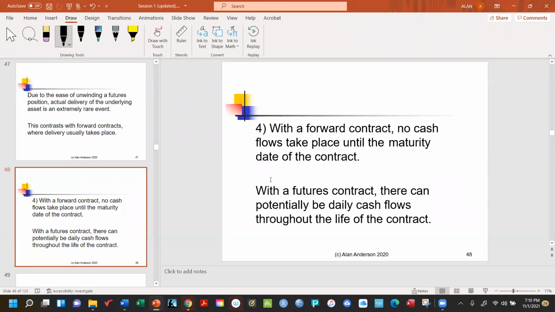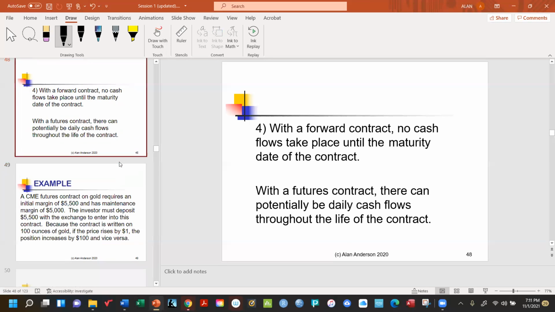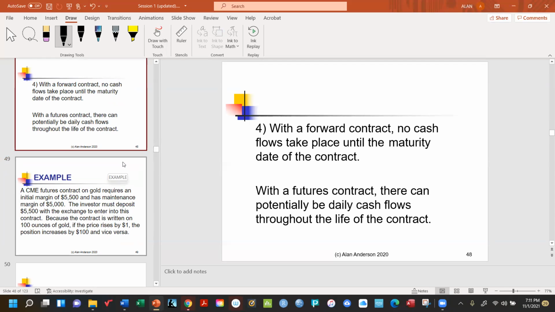And finally, now this is where it really gets interesting. The forward contract, you just sign a contract. And on the delivery date, you pay for your asset. Like in the case of the British pound, you pay for your pounds and you're done. A futures contract is very different in this respect. Potentially, you might find yourself having to make or receive cash flows every single day. Why? Because you have to put funds into what's called a margin account.